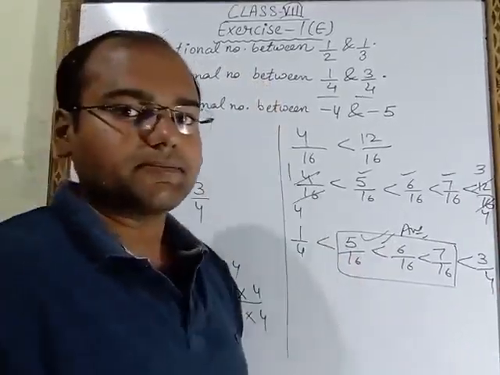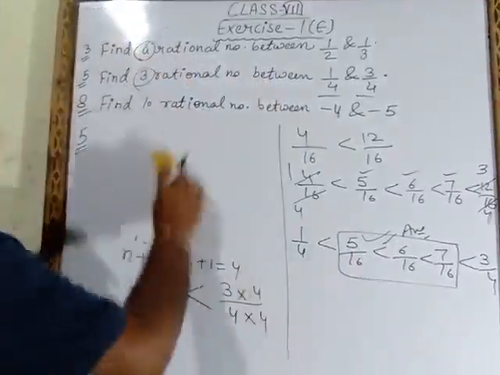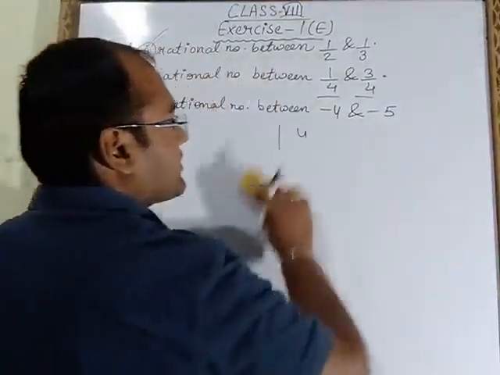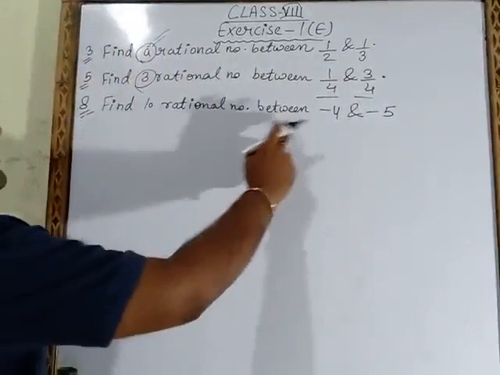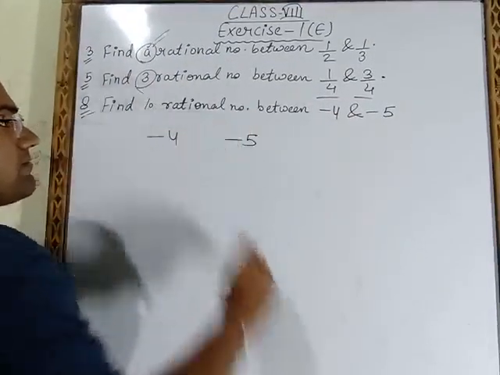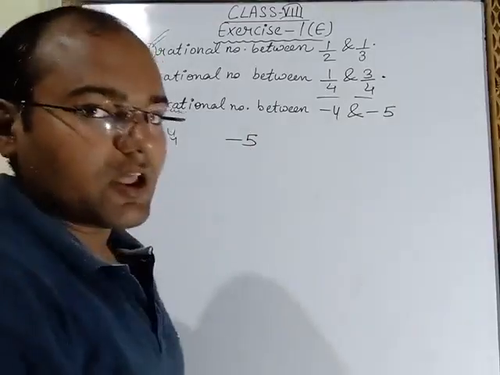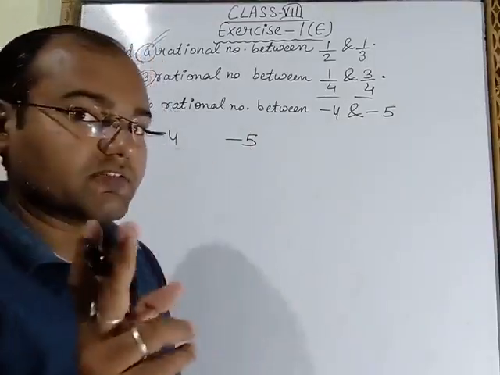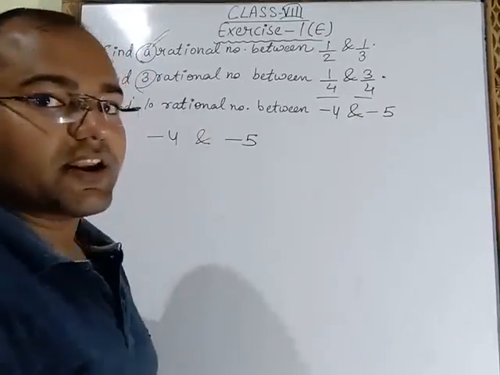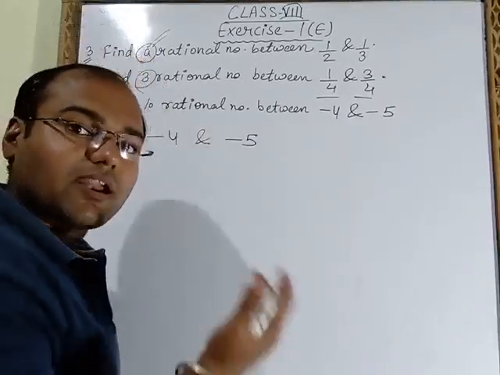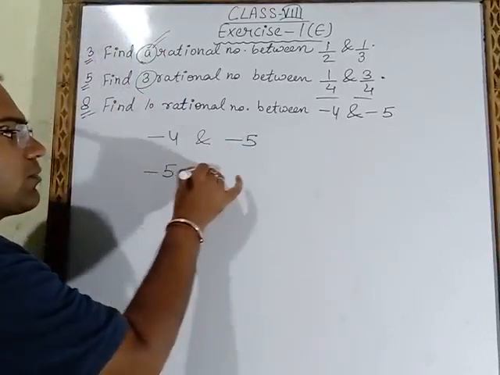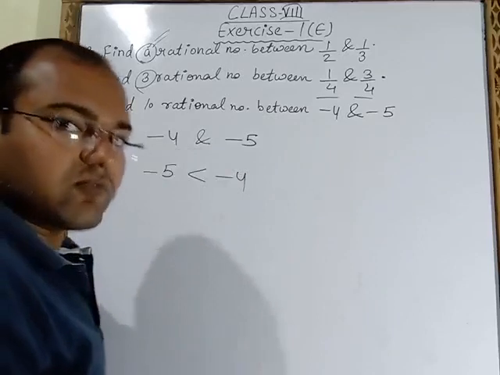Now see the next question. Question number 8. Two numbers are given, -4 and -5. Which one is smaller here? Both the numbers have a negative sign. So if the numbers are negative, the number which looks greater will be smaller. So which one is smaller? -5 is smaller than -4.